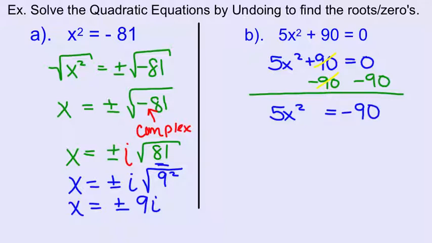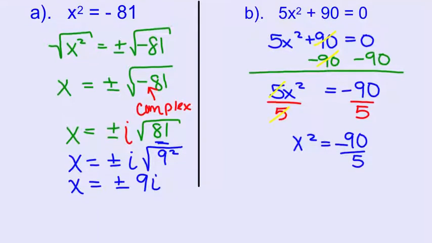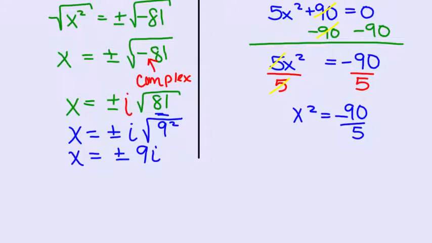Ask yourself what would be the next step to undo. Well, that should be divide both sides by 5. So we're dividing both sides by 5, so the 5's cancel. We're left with x squared equals negative 90 divided by 5. I'll go ahead and divide that. 90 divided by 5 is 18 with a negative.